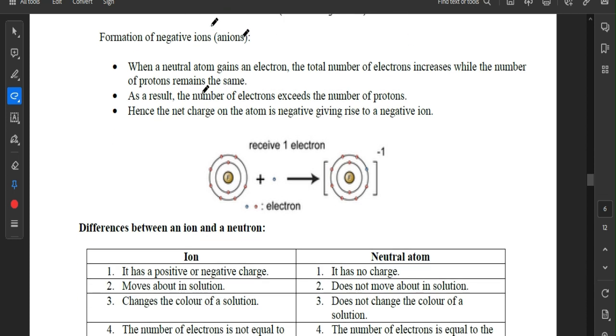Formation of negative ions, anions. When a neutral atom gains an electron, the total number of electrons increases while the number of protons remains the same. As a result, the number of electrons exceeds the number of protons. Hence, the net charge of the atom is negative, giving rise to a negative ion. This means that it's a negative ion. This is gaining an electron. As it says, receive 1 electron.